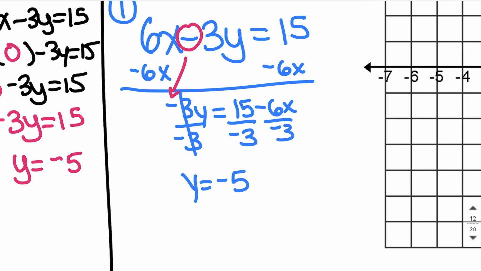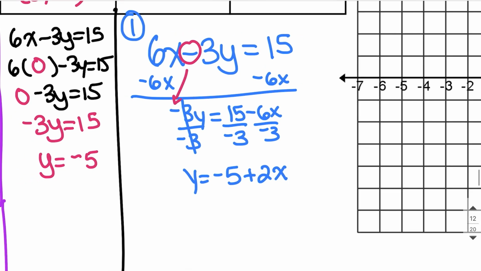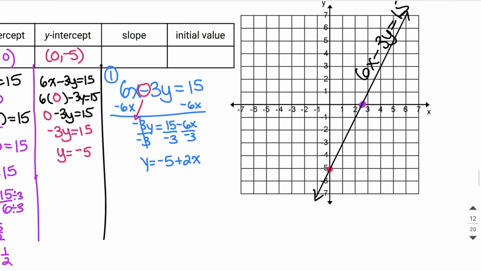So I end up getting y equals negative 5, and then these double negatives would turn into a positive 2x right here. So that means that my slope is the a value. This is out of order, but the a value is still going to be 2. So this is 2 over 1. And the initial value would be negative 5. It's the constant right here. So I'd start at negative 5, go up 2 and over 1, up 2 and over 1, up 2 and over 1. And that makes the x-intercept make sense because it's halfway through your rise and your run.